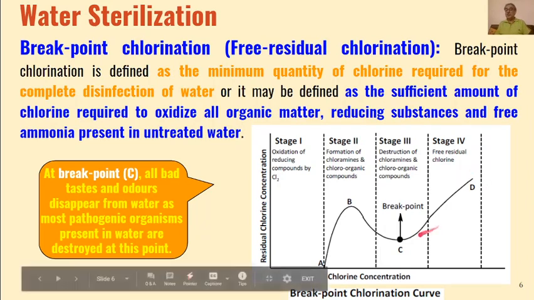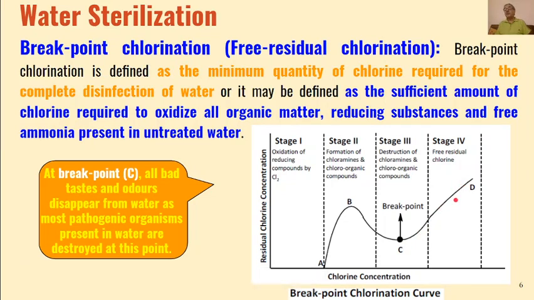So that needs to be neutralized, and as I have told you, the most common reagent for neutralization of excess or residual chlorine is sulfur dioxide. So if we have excess chlorine, we will treat it with sulfur dioxide to remove the excess or free residual chlorine.